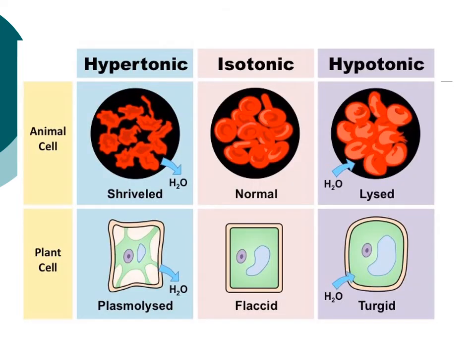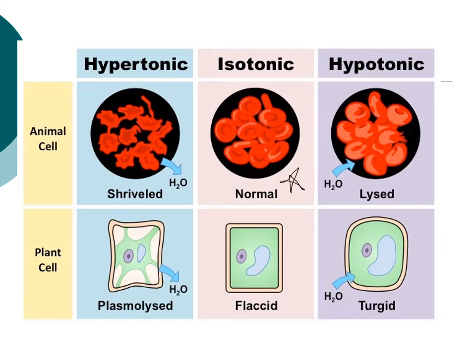So here's the answer. We have an animal cell on the top frames. So you have an animal cell that's all shriveled up. In isotonic, they look normal. In hypotonic, they're lysing open, splitting open. So normal is our best bet here for the animal cell.